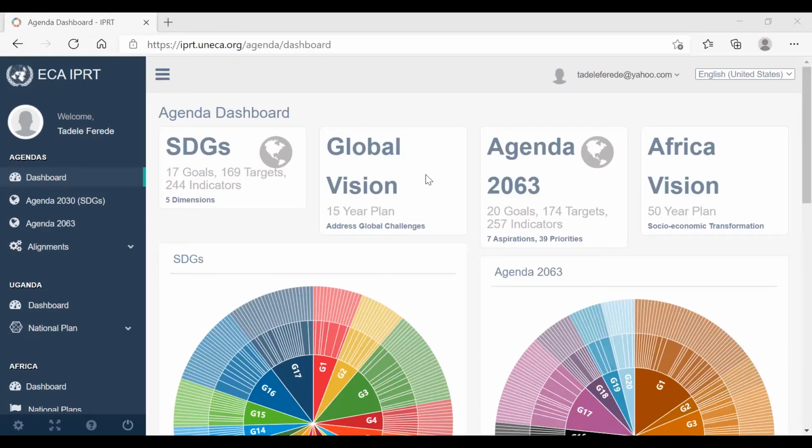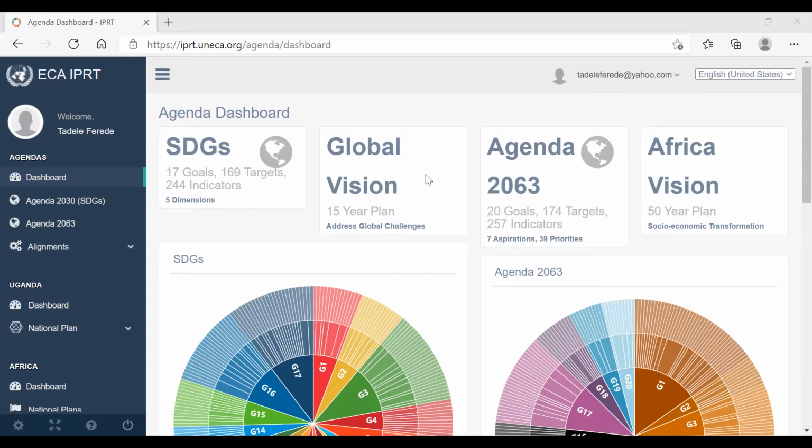Dear participants, now this is the time to present the main toolkit, what you call the ECS Integrated Planning and Reporting Toolkit that I talked about a few minutes back. Now, this is the dashboard of ECS IPRT. What I'm going to do is to give you an overview of how it works in terms of integrating continental and global development agendas into national development plans.